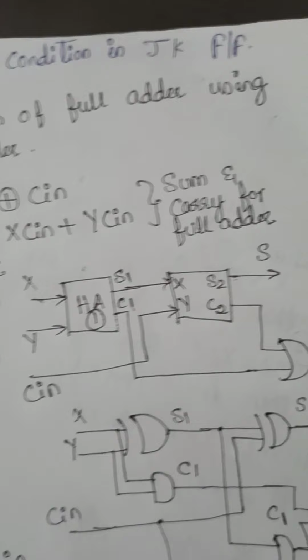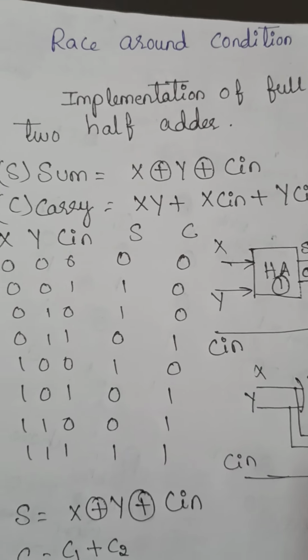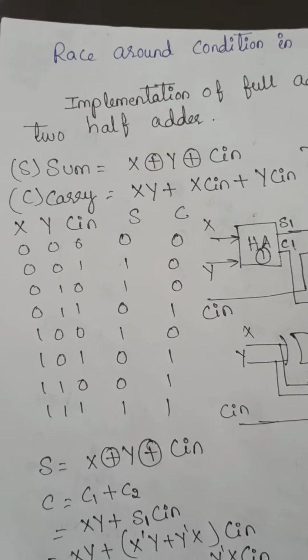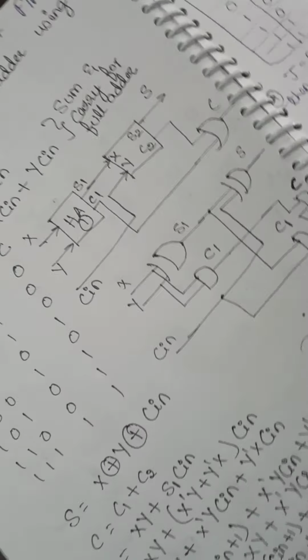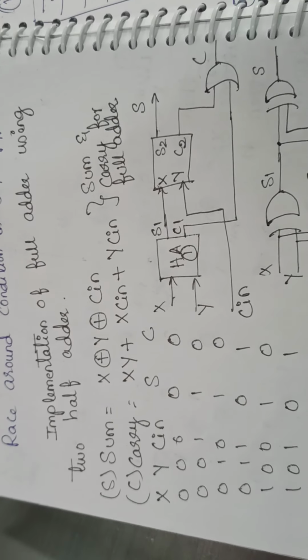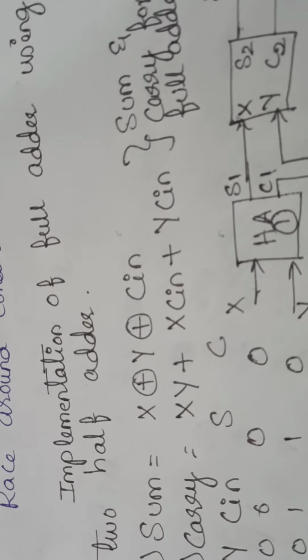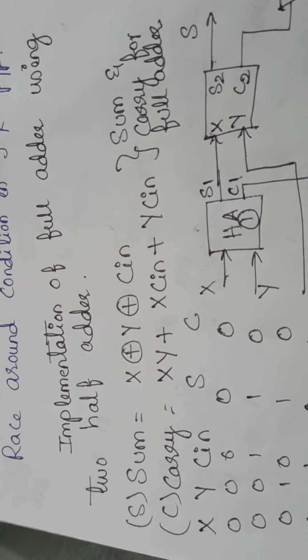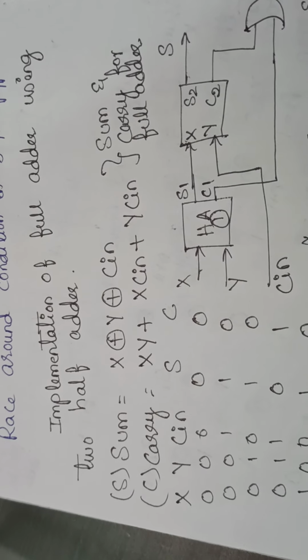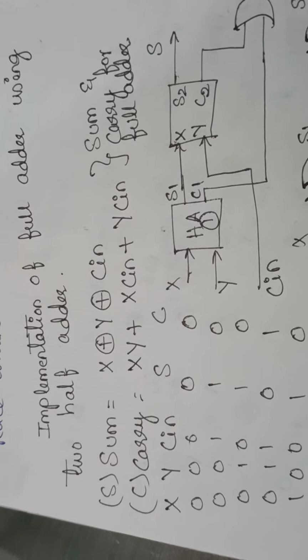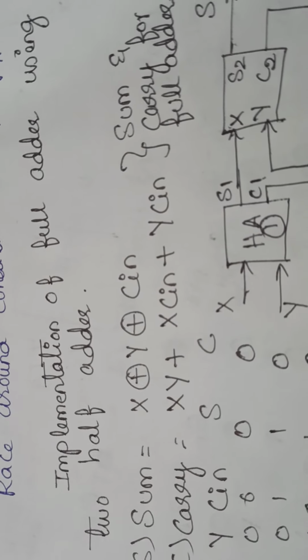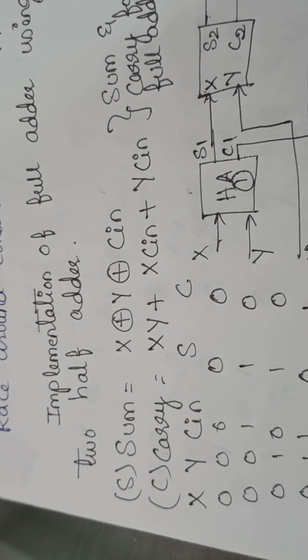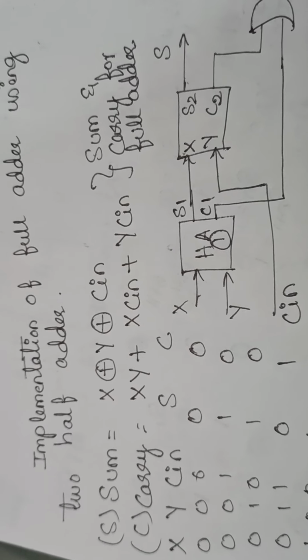Today we are going to learn implementation of full adder using two half adders. First and foremost thing we have to understand is what are the equations for full adder? We all know it. A full adder has got three inputs. Here I have taken inputs as x, y, c in, and one will be the output sum, the other will be the output carry. So I denote inputs as x, y and c in, and sum as s, carry as c.